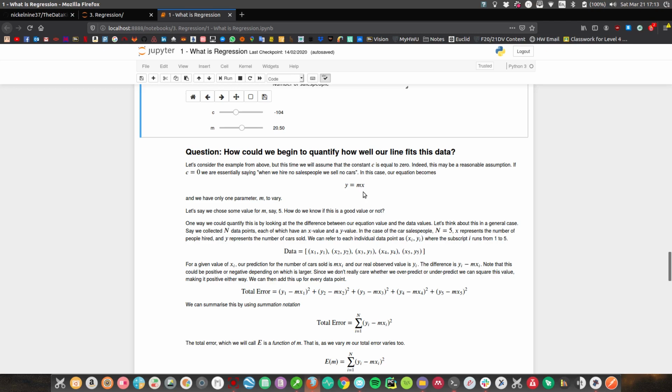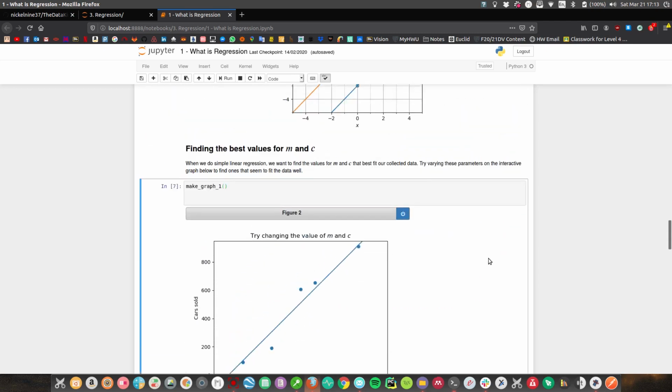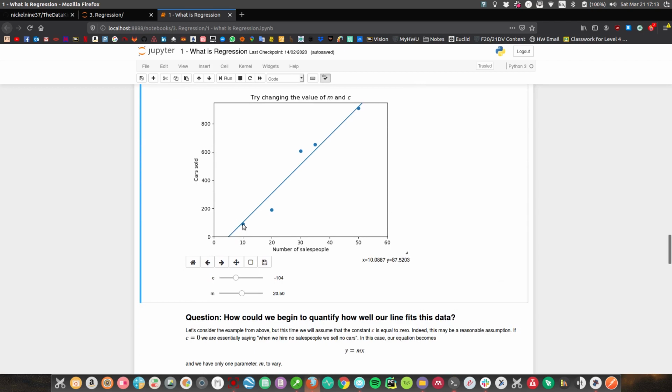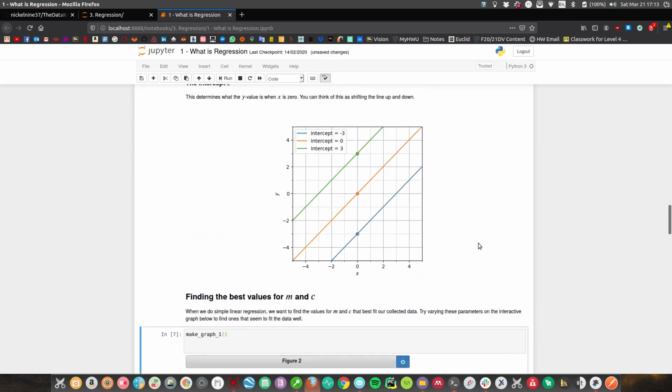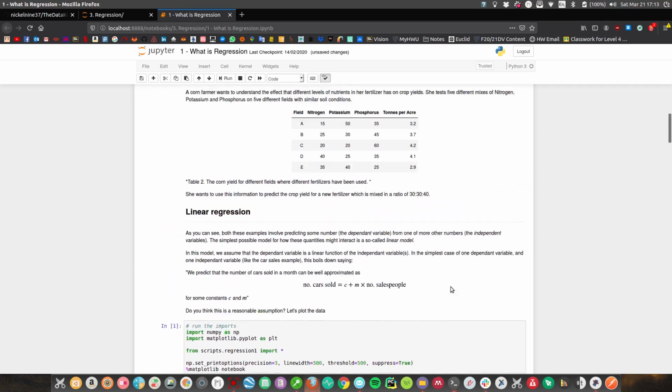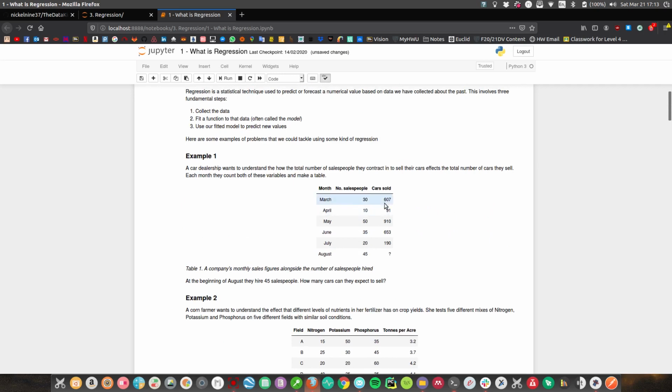So in that case, for a certain value, x1, so this would be x1 here, is this point here. So x1 is 10, and y1 is whatever it was. Well, actually, maybe that's not true. If we look back to our original thing here, x1 is going to be 30 and y1 is going to be 607, x2 is going to be 10, y2 is going to be 91, and so on.